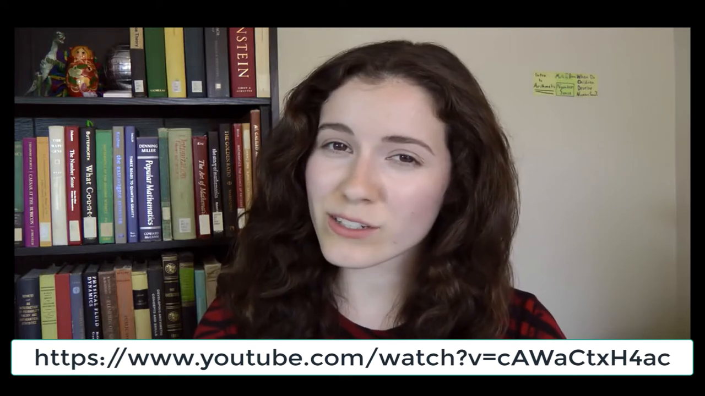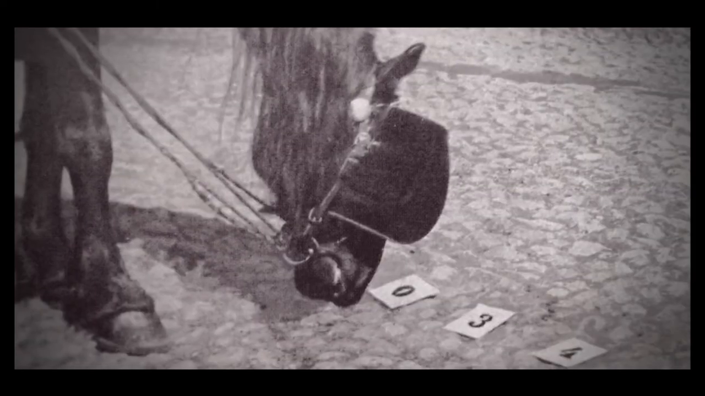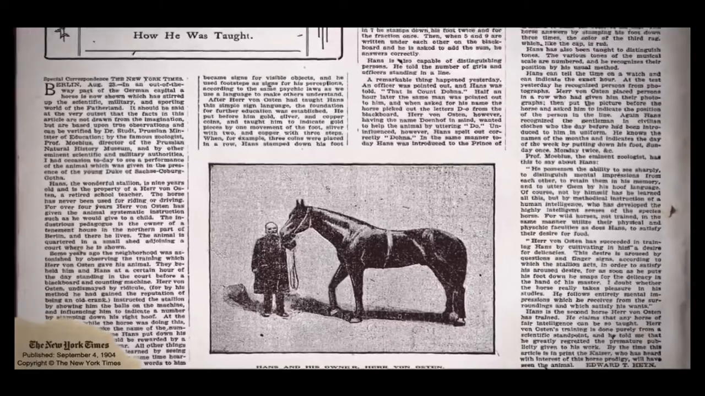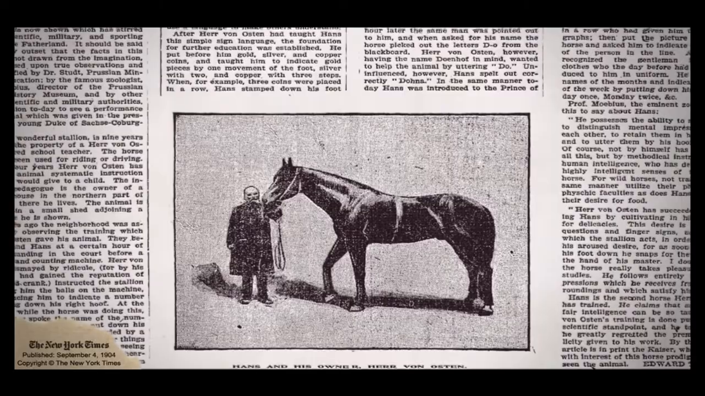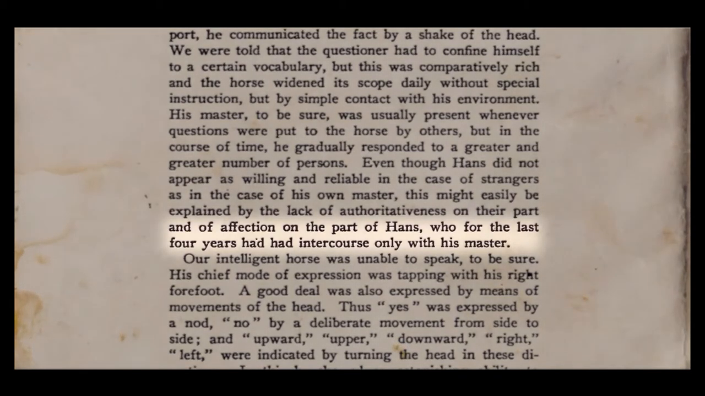Do you think horses can do math? Because there was this one horse named Clever Hans who supposedly could solve problems like 2/5 plus 1/2. I don't know how, but he gave the correct answer, 9/10, by tapping his hoof 9 times and then 10 times. And he even answered questions posed by random audience members, not just his master. He was a bit more shy around strangers, but that's understandable because, quote, of affection on the part of Hans, who for the last 4 years had had intercourse only with his master.